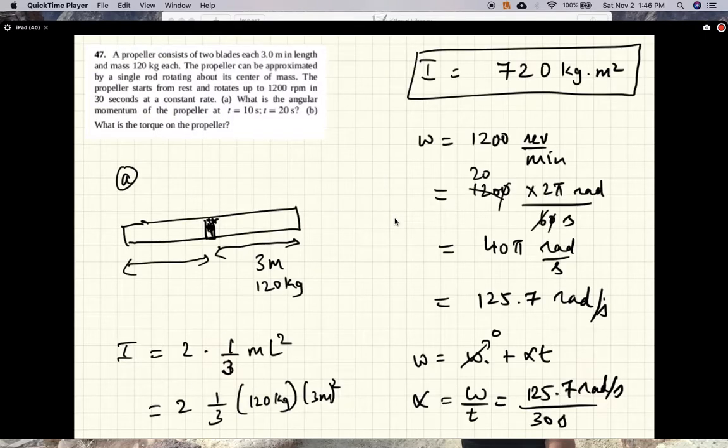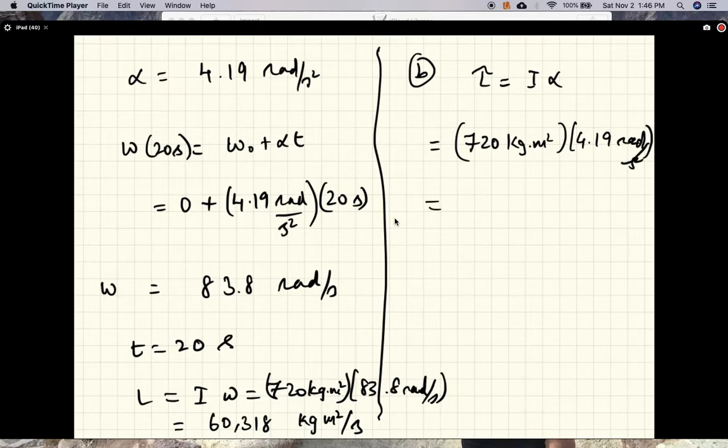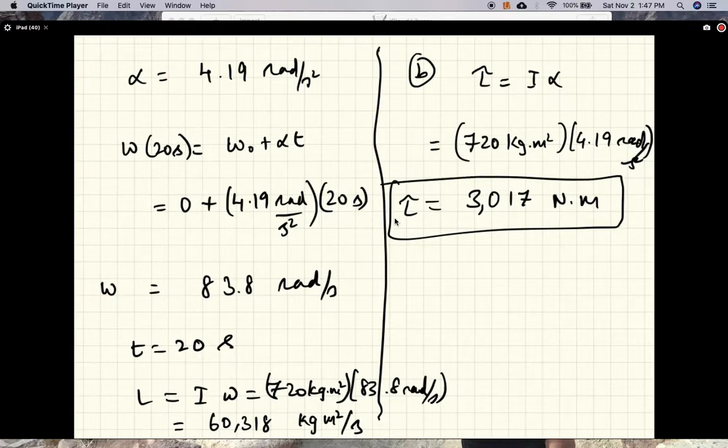All right, and in part B, what they ask you is, what is the torque on the propeller? The torque on the propeller is I alpha. The torque is moment of inertia times angular acceleration. And so it's 720 kg meter squared times 4.19 radians per second squared. And this is equal to 3,017 Newton meters. And that's the torque on the propeller. Okay, that finishes this problem.